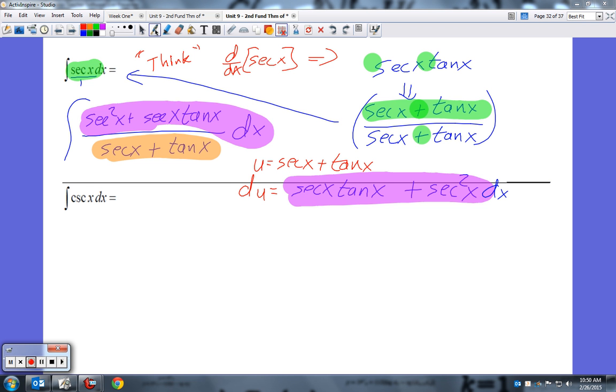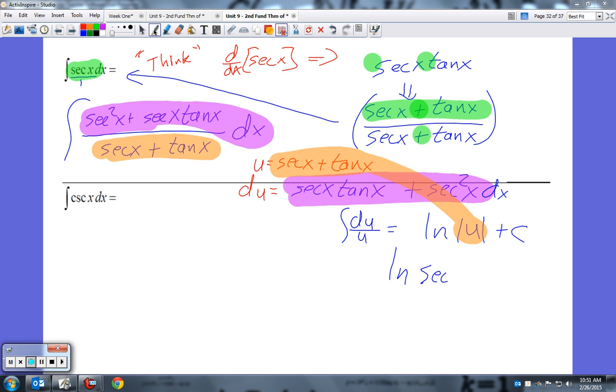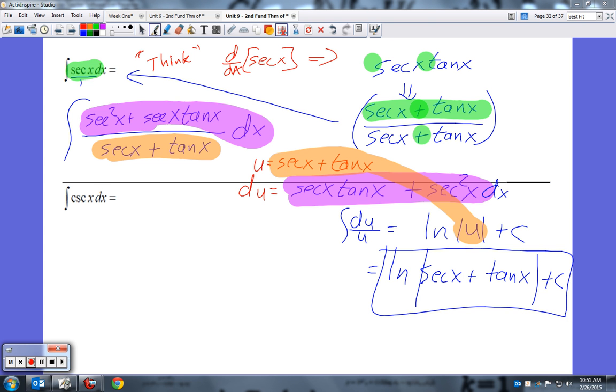So all this simplified to du over u, which we already know by now is the natural log of the absolute value of u plus c. All we need to do is plug back in our u value right here. So it becomes the natural log of secant x plus tangent x, absolute value, plus c. There's my answer. And I'm going to say don't try to come up with a different form on this. This is probably the more preferred one because everything's positive and blah, blah, blah. Yeah. Where did the plus come from?